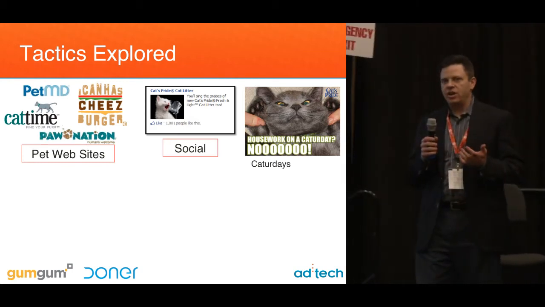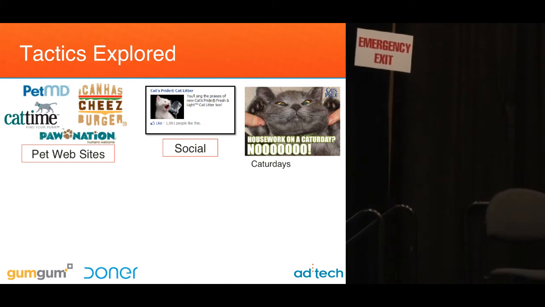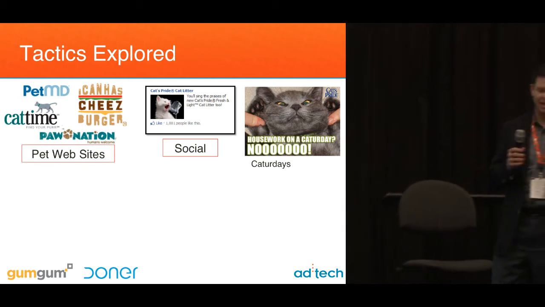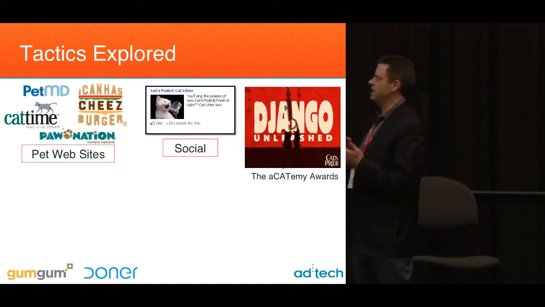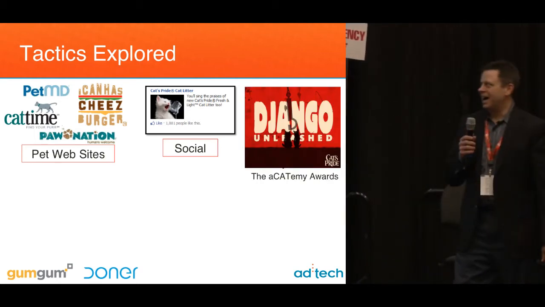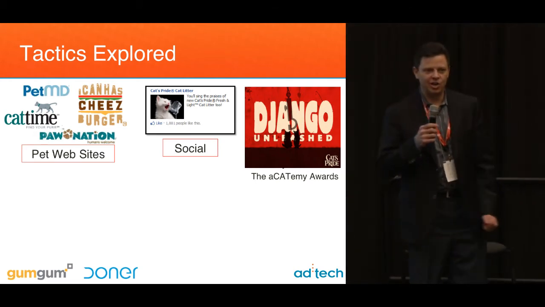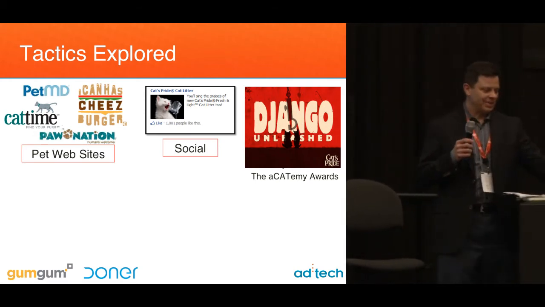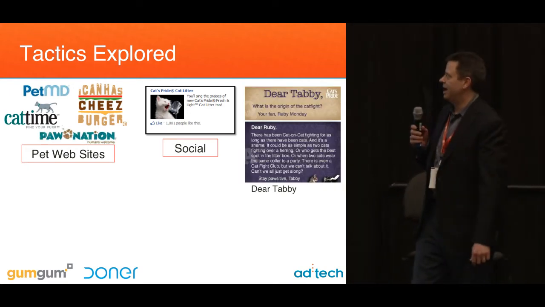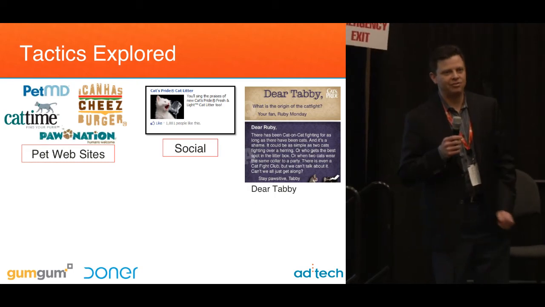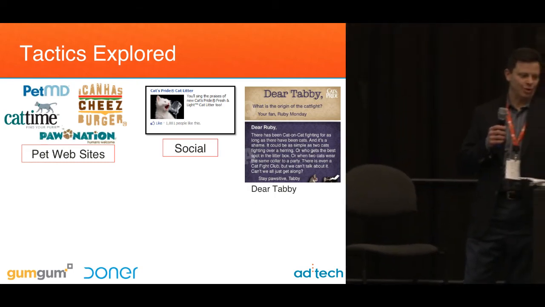We turned Saturdays into Catterdays, where we posted funny pictures of cats with captions that we hoped would get shared. We took advantage of current events that were going on, like the elections or the Academy Awards, and we did little executions like this, Django Unleashed. And then finally, we even had a weekly columnist, Dear Tabby, who doles out advice to cat owners about what's going on in the world with their cat.